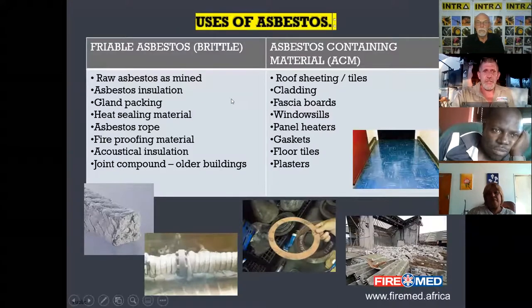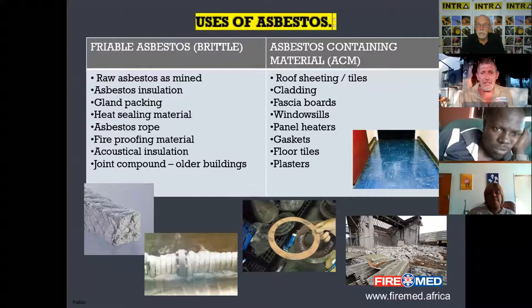To differentiate between the two, one would be the fibrous raw asbestos and where you would use it, and the other would be what we call an ACM, an asbestos containing material. If we have a look at raw asbestos, obviously when it was mined, it's in its raw form. Then it was used as insulation or gland packing, heat sealing material, and asbestos rope wrapped around exhaust pipes, especially in generator rooms and boilers. It was also used as fireproofing material. Old theaters in the old days were cladded with asbestos. The entire theater was cladded with asbestos. Then of course acoustic insulation, it's a wonderful acoustic material, and a jointing compound in older buildings.